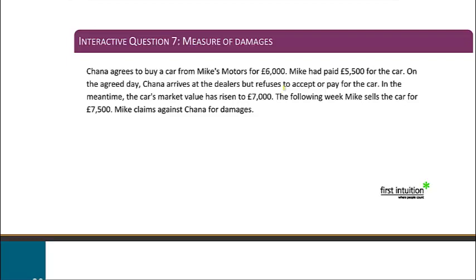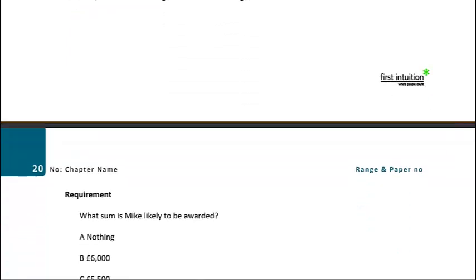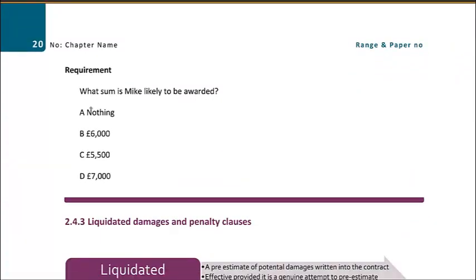However, look at these values. The car's value has gone up to £7,000, and actually Mike sold it for £7,500. So because he's mitigated his losses here, he hasn't actually lost out at all. He sold it for more than his original contract. Therefore, Mike hasn't made a loss. Therefore, the damages that Mike can claim is going to be nothing.